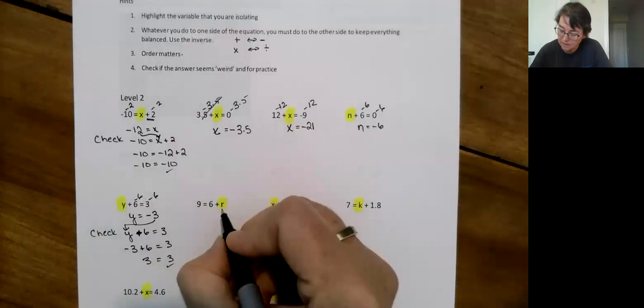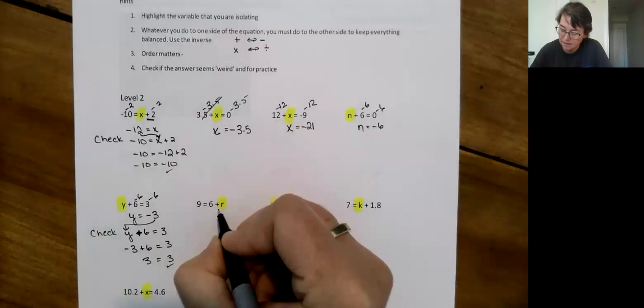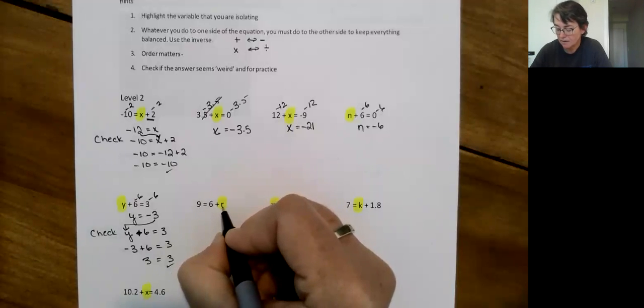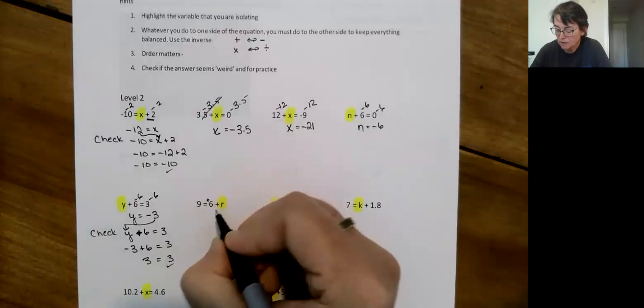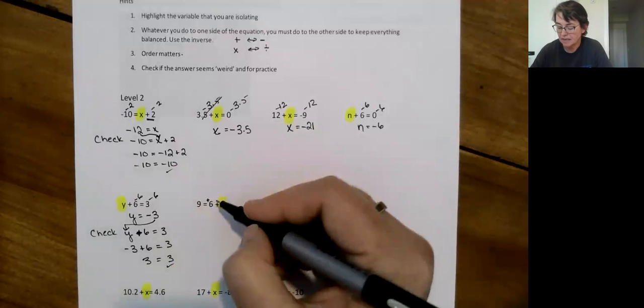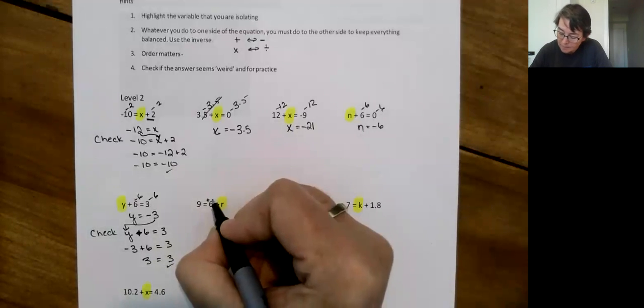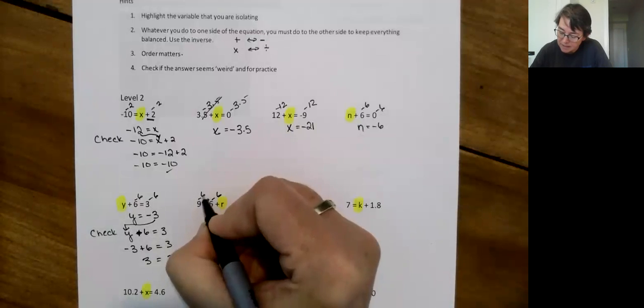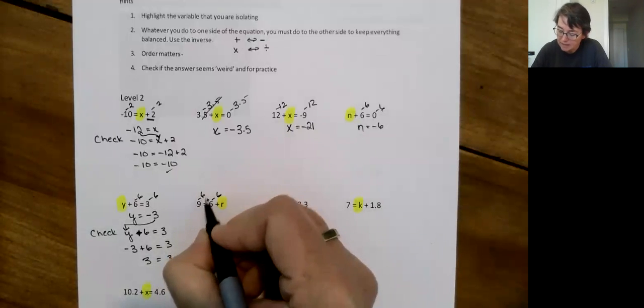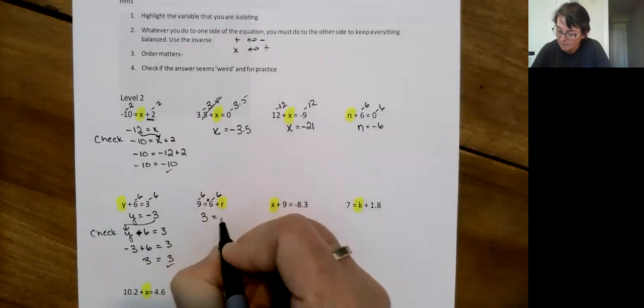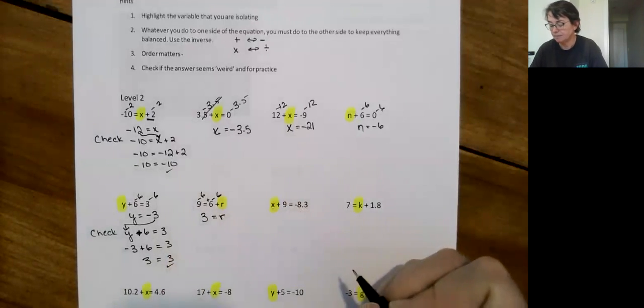Next one, there's my R. Here's my 6. Now, I should mention this in the last video. This plus belongs to the R. The reason we're subtracting is because this 6 has that understood plus on it. So -6 minus 6. So 9 minus 6 is going to give me 3 is equal to R.